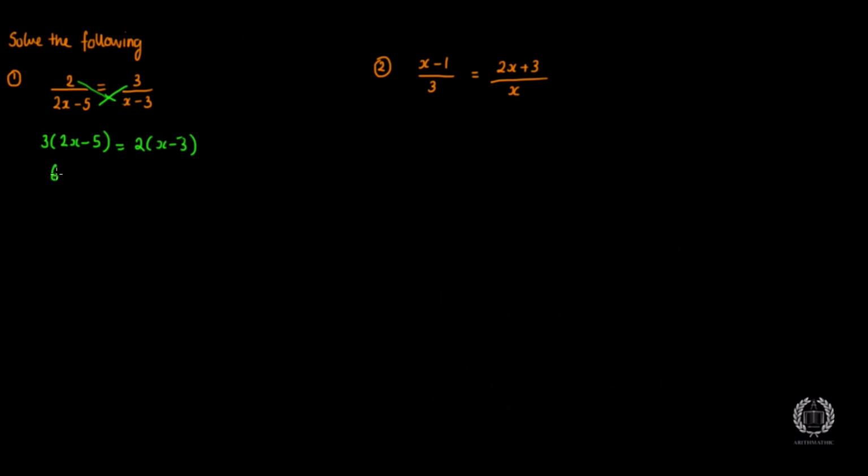So 3 times 2x is 6x. 3 times minus 5 is minus 15. That is equal to, if we expand this one now, 2 times x is 2x, and then 2 times minus 3 is minus 6. Bring all the x's to one side. So 6x, bring this 2x to that side, so that now becomes minus 2x. Minus 6 stays here. And then bring this minus 15 to this side, because you want the letters on one side and numbers on the other. That becomes plus 15. 6x minus 2x is 4x, and then minus 6 plus 15 is 9. So x equals 9 over 4.